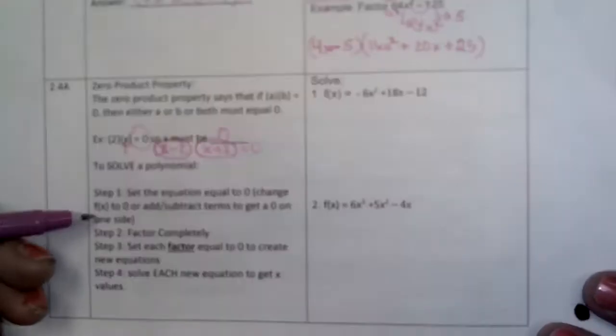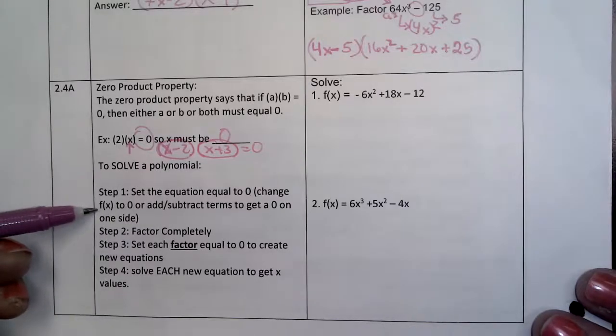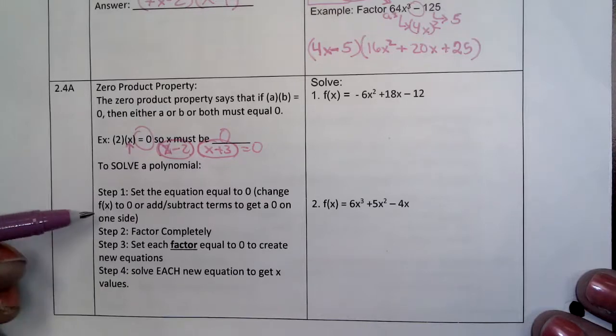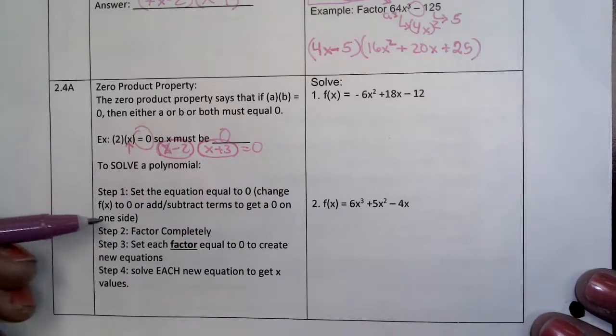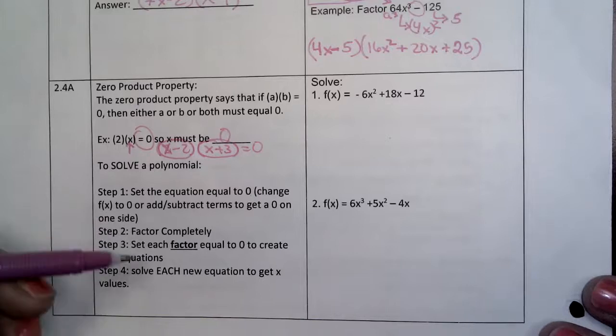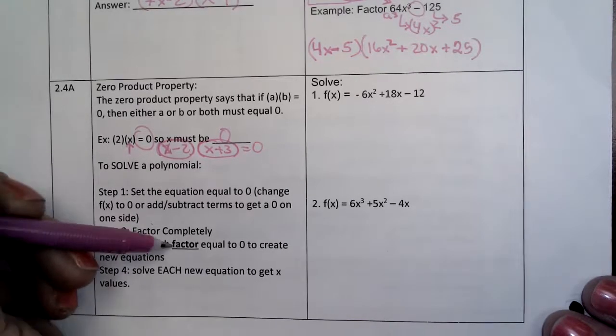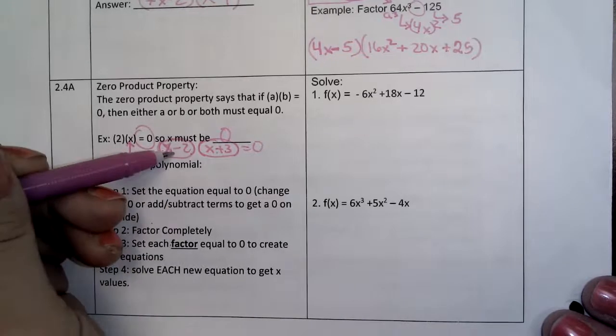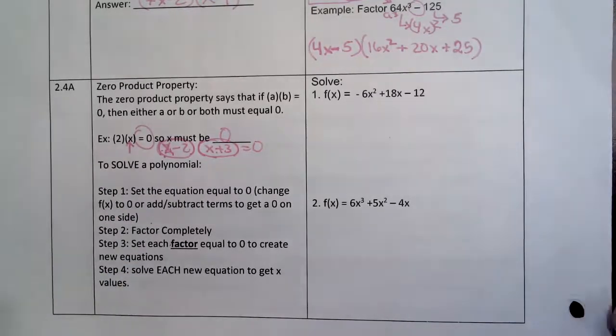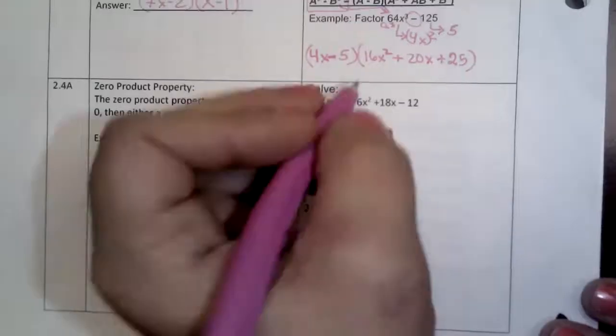Okay? And we'll do that by either changing the f of x to 0, or if there's a number on the equal side, then we'll add or subtract that to get 0. Then we'll factor, set each factor, so each of these are a factor, equal to 0, and solve. Okay, so let's take a look at this first one.